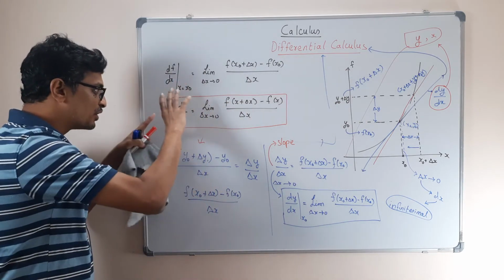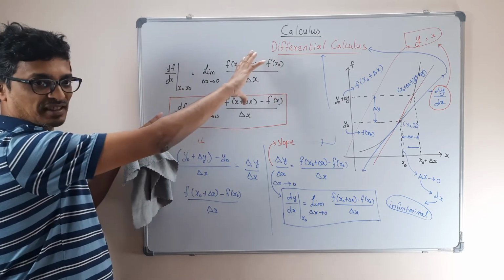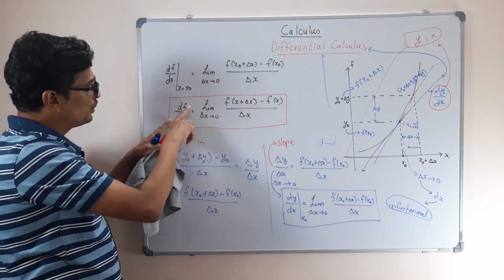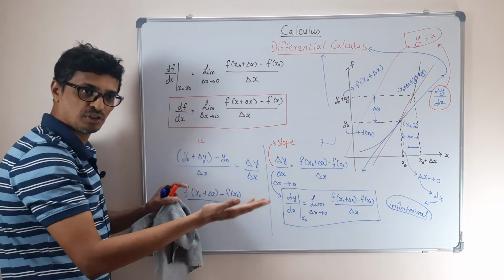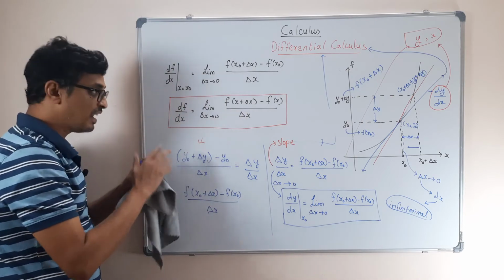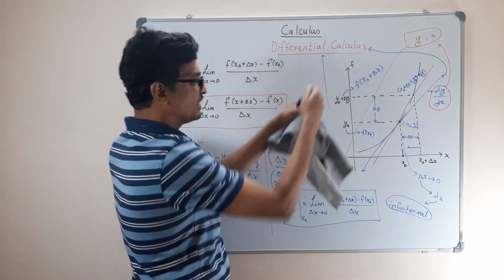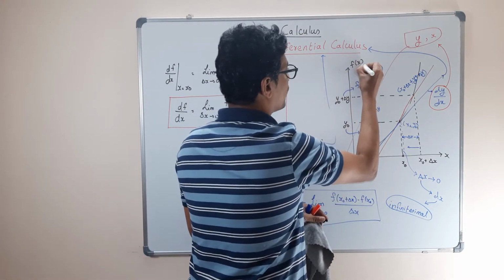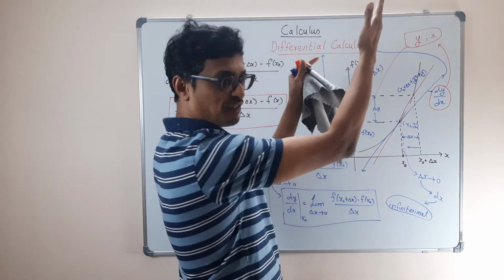So this is exactly the formula for your derivative. This is what you call differentiation, and this is differential calculus. It gives you the slope at any x, not at x0. So you are given a function f of x. This is f of x, that is what we have written, correct? So given a function f of x, in a straight line you can find it out.